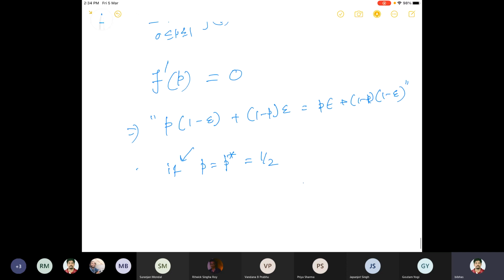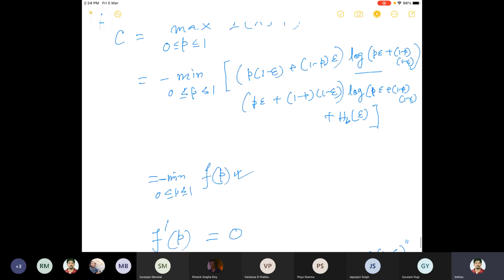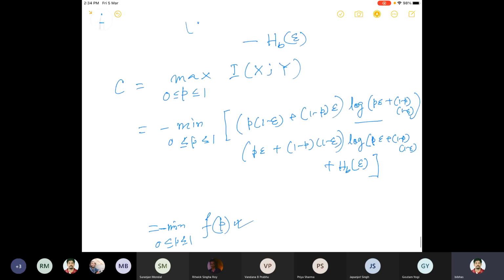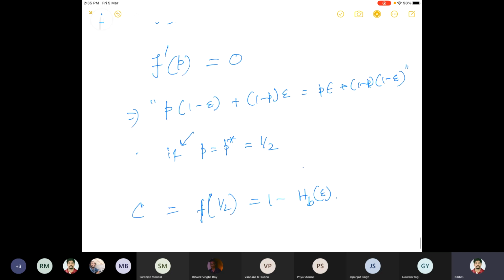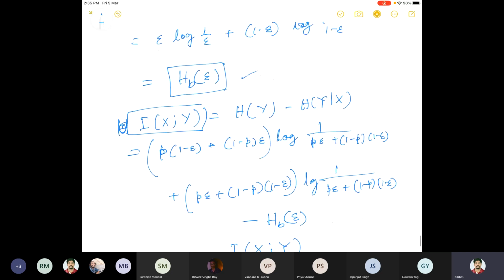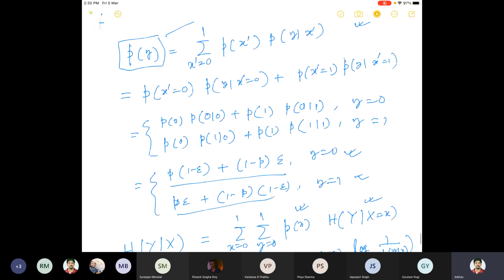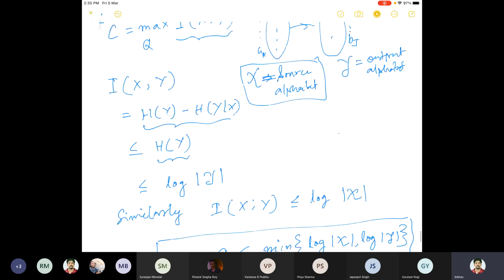And then you can again put this value in C, that this is the maximum of this when P is equal to half. If you compute that and put everything in, C will be equal to F of half, which will give you 1 minus HP epsilon. I may have made some mistake in the calculation as I'm writing it down, but this is a very long calculation. This is what I wanted to tell you.